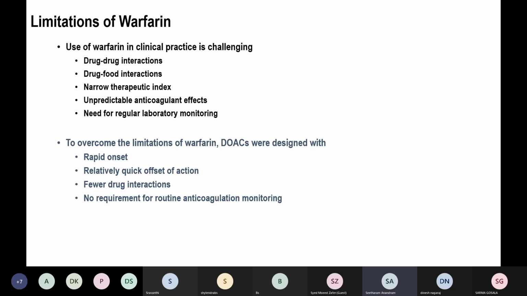To overcome this, the DOACs were designed. They basically have a very rapid onset of action. There are very few drug interactions, and essentially they don't require routine anticoagulant monitoring.